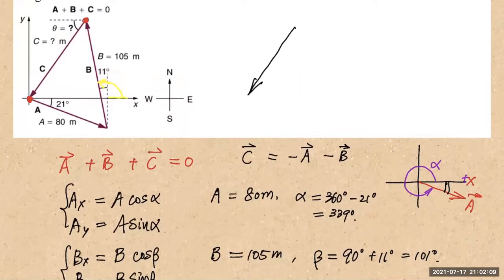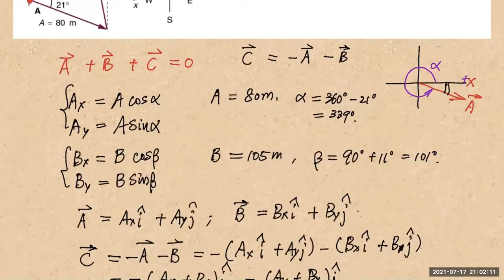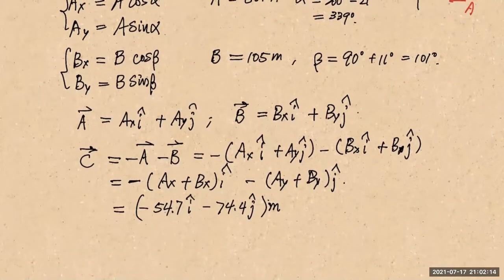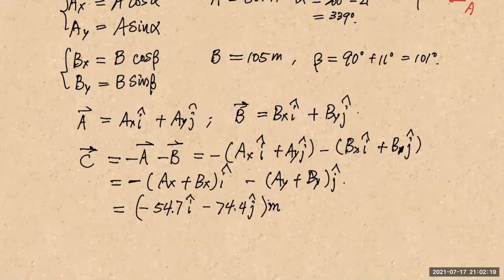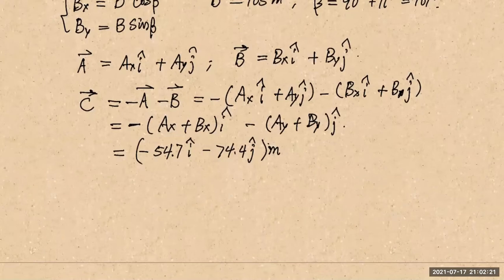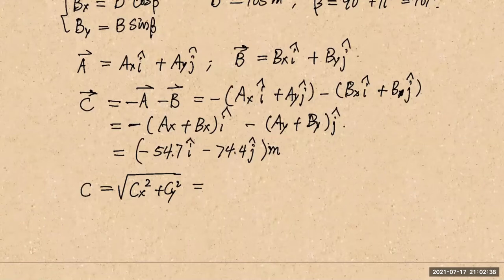And it says the magnitude of C is, well, we're gonna find out. Okay, we haven't figured that out yet. They're looking for the magnitude, the length of C, and also the orientation. So let's find the magnitude of C first. That's easy enough to do. The magnitude of C is the square root of Cx squared plus Cy squared. Cx is negative 54.7. Cy is negative 74.4. So you plug in these numbers and you're going to get 92 meters. Okay, so the length of C is 92 meters.